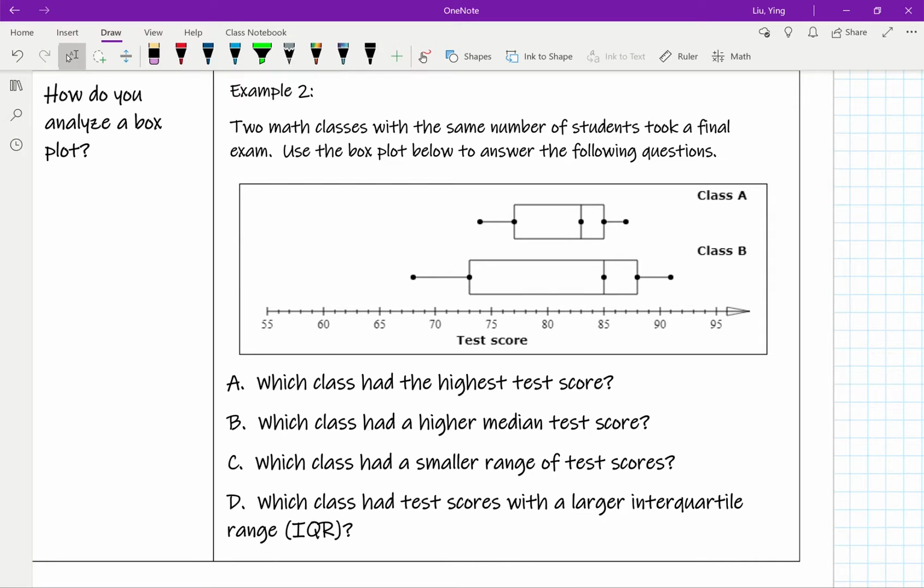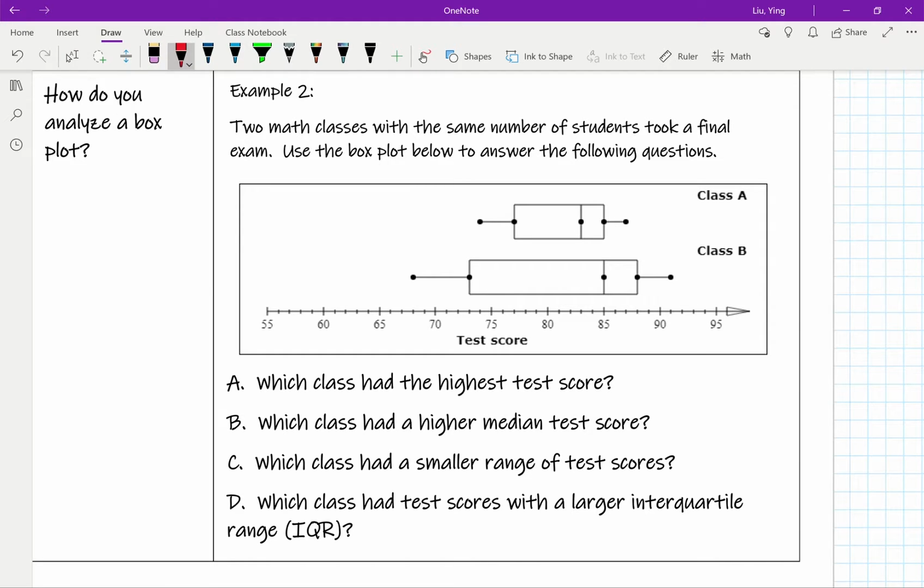How do you analyze a box plot? In other words, how do we get information from the box plot? For example, two math classes with the same number of students took a final exam. Use the box plot below to answer the following questions.